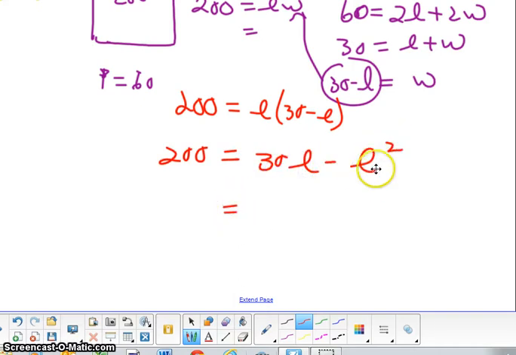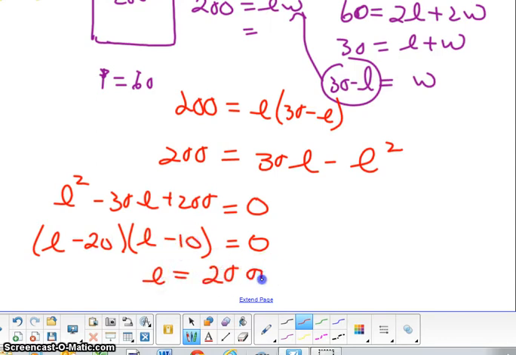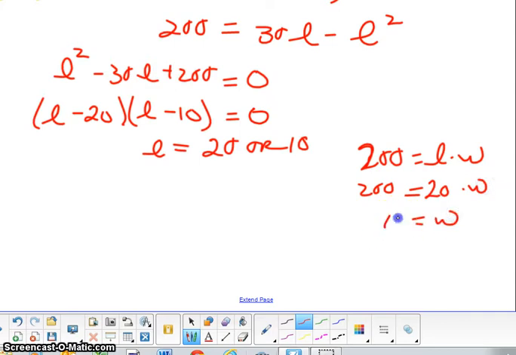And again, my squared term is negative, so I'm going to move everything to the opposite side. And then plus 200. And I will need to find factors of 200 that are going to give me 30. And you end up with a negative 20 and a negative 10. So that means the length could be 20 or it could be 10. And if you plug 20 and 10 back in to get the 200, since we know 200 equals L times W, we can replace L with 20 and solve to get 10. So if the length is 20, then the width is going to be 10, and vice versa for the width and the length for the next one.